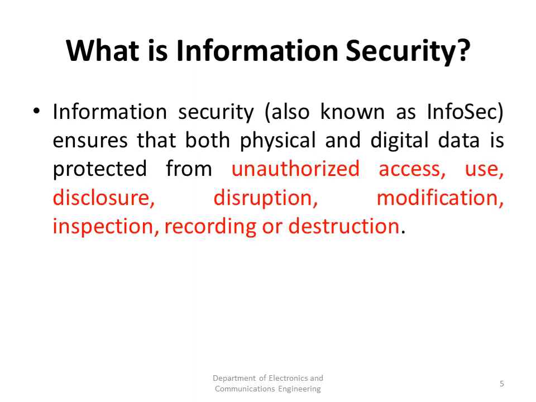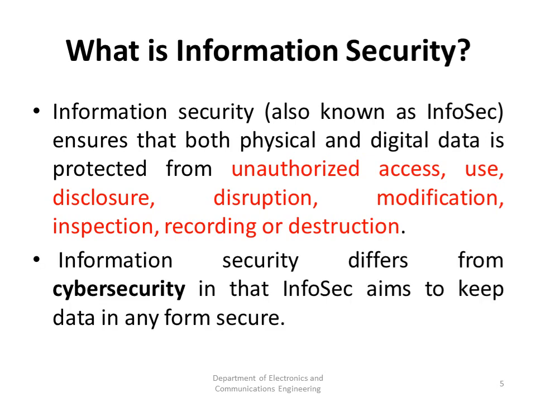So what is information security? Information security is also known as InfoSec. It ensures that both physical and digital data is protected from unauthorized access, use, disclosure, disruption, modification, inspection, recording, or destruction. So we know that whatever we do, whatever information we have, it needs to be protected. It should be used correctly between the same persons that it is meant for, and then it should not be disrupted or modified. We should not have somebody looking into our conversations or recordings and destroying them. So this is in general what is information security.